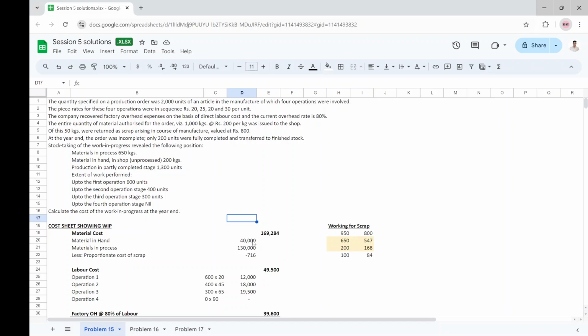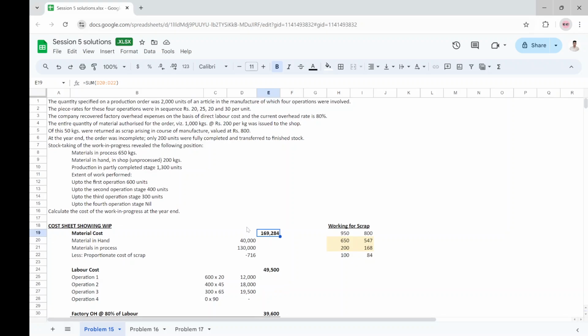So material in hand is 200 and material in process is 650. So total 850 is our material in total, right? For 950, it is 800. For 850, it will be 716. So we are getting that back, so minus. So we will get the material cost.